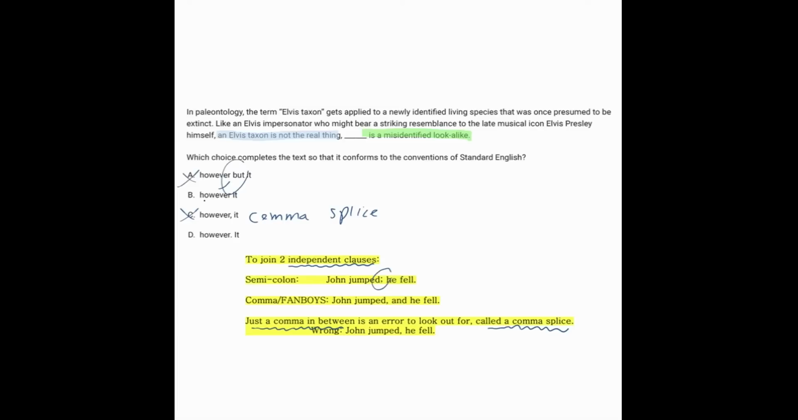So right now we're down to answer choices B and D, and this just has no punctuation at all. So why not just separate them? It's not the real thing. It's a misidentified lookalike. So although it may not be what most people had in mind when they first saw this question, separating them apart as two separate sentences works as well. So the answer here is D.